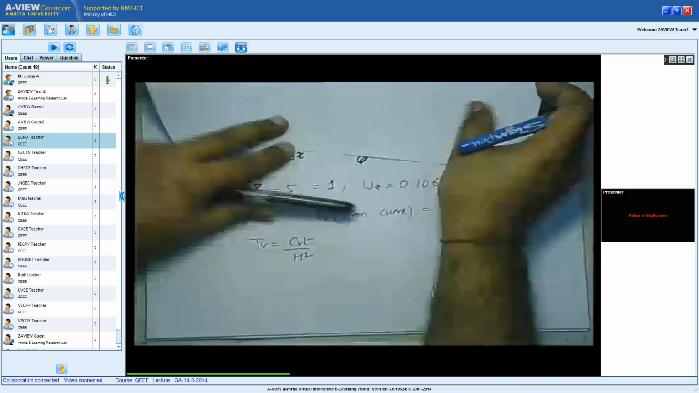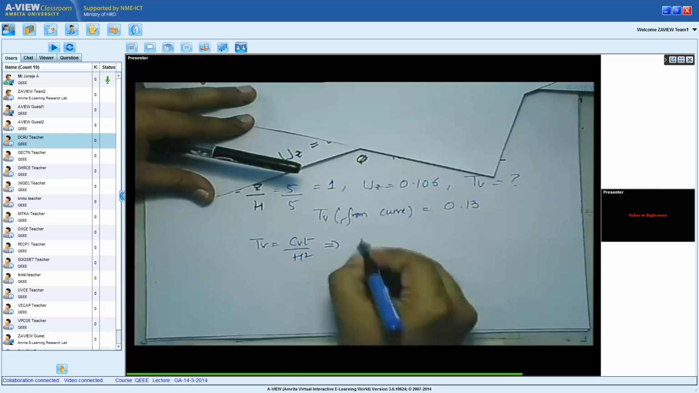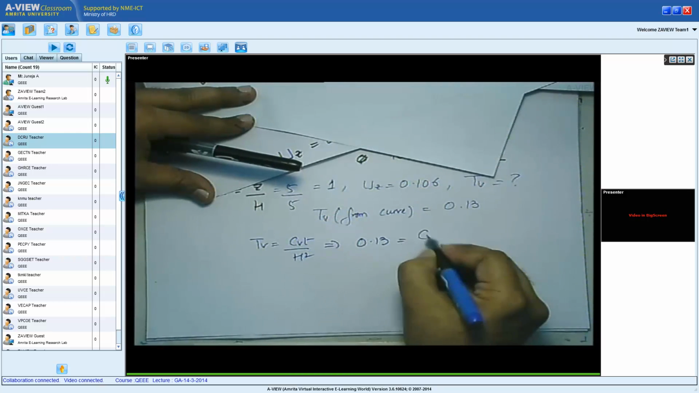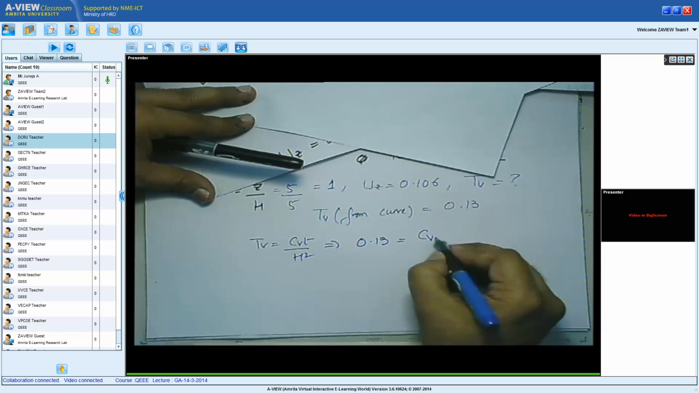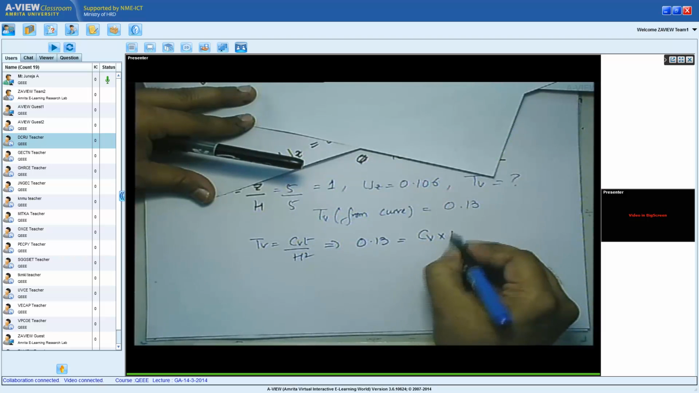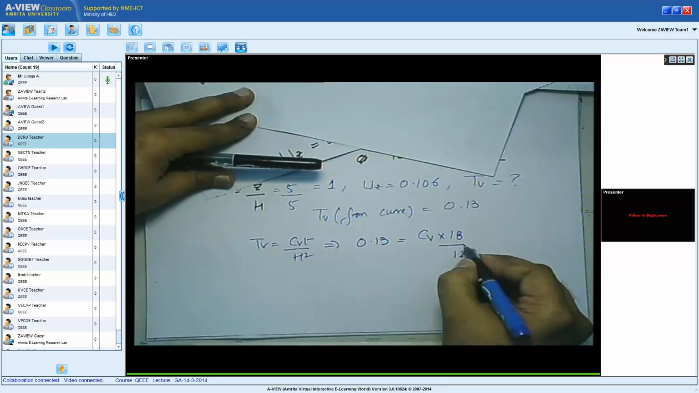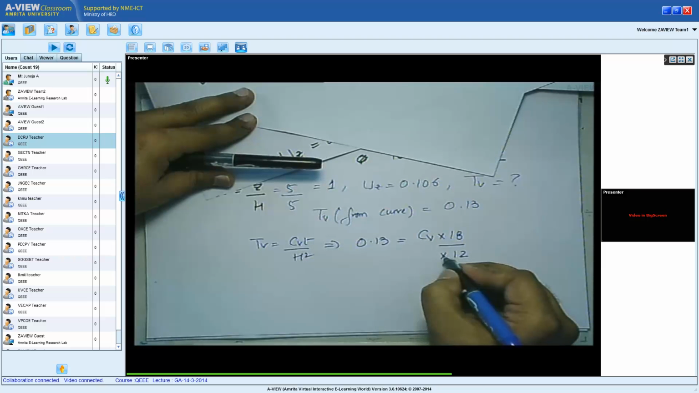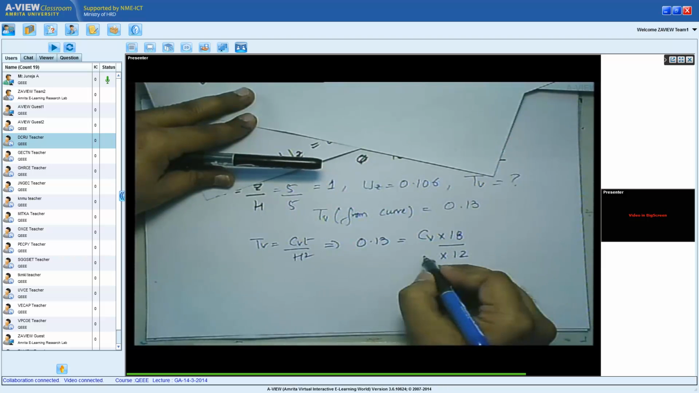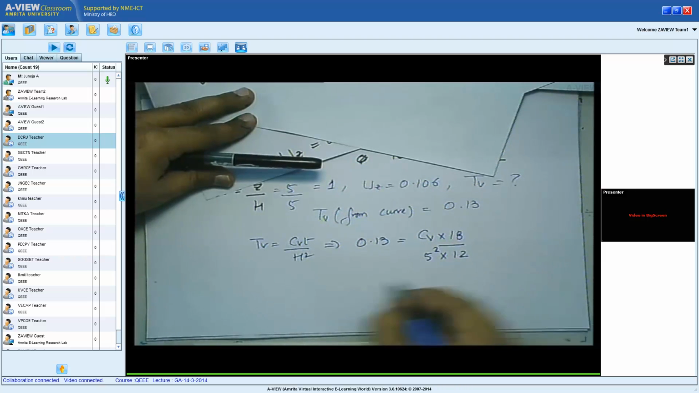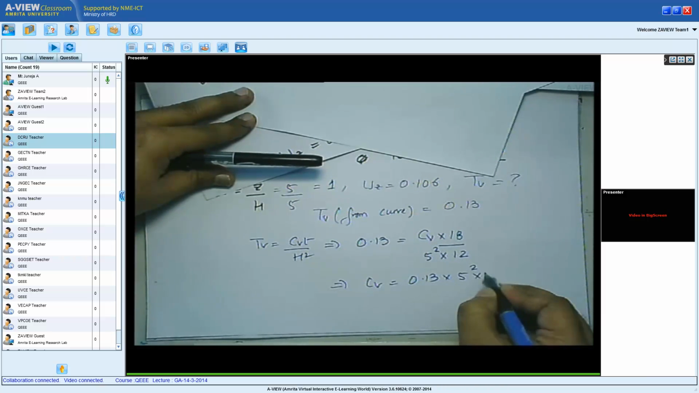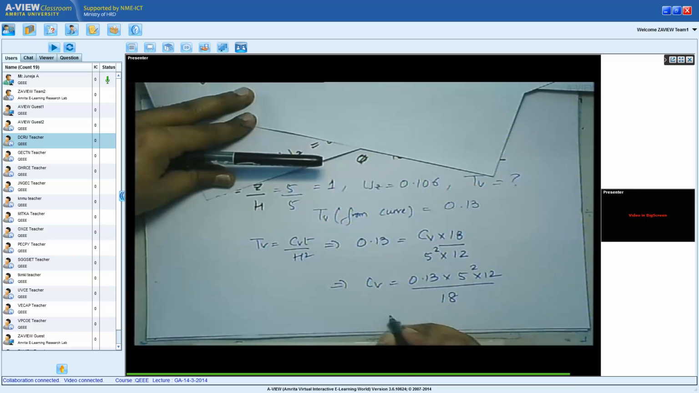Okay, so Tv equals Cv t upon H squared. Tv I have just deduced is 0.13. The question asks for Cv. Time is given as 18 months, so I convert this into years by dividing by 12. And what is H squared? H is given as the maximum distance the water will have to travel. It's 5 meters, so 5 squared. So it gives me a Cv value of 0.13 times 5 squared times 12 divided by 18. It should be 2.17 meters squared per year.